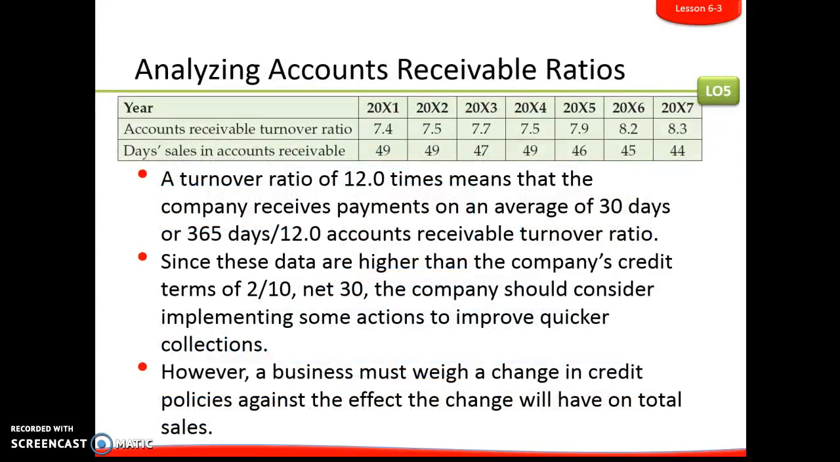Analyzing our accounts receivable ratio, it says a turnover ratio of 12.0 times means that a company receives payments on an average of 30 days, or 365 days divided by a 12.0 accounts receivable turnover ratio. Since these data are higher than the company's credit terms of net 30, the company should consider implementing some actions to improve quicker collections. However, a business must weigh a change in credit policies against the effect the change will have on total sales.